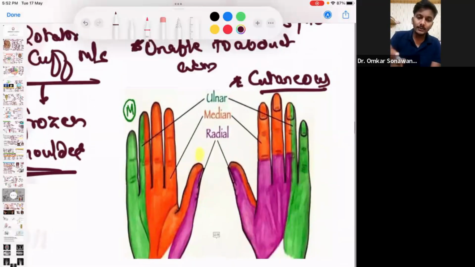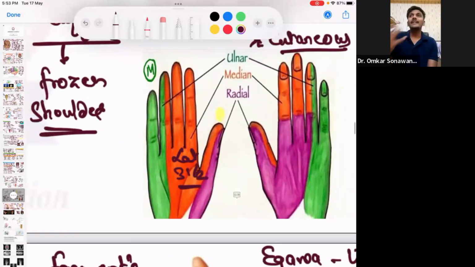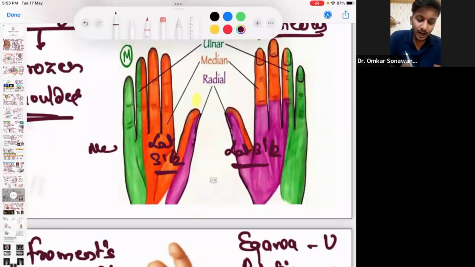The lateral 3.5 fingers are innervated by the median nerve on the ventral side, and on the dorsal side the lateral 3.5 fingers are innervated by the radial nerve, whereas the medial 1.5 fingers, on the dorsal as well as the ventral aspect, are innervated by the ulnar nerve. So the medial 1.5 fingers on both aspects are innervated by the ulnar nerve.